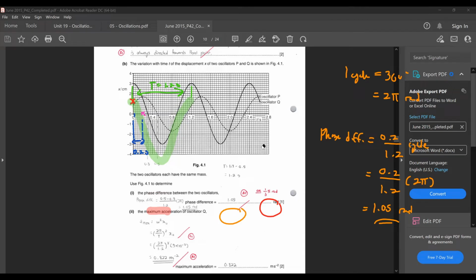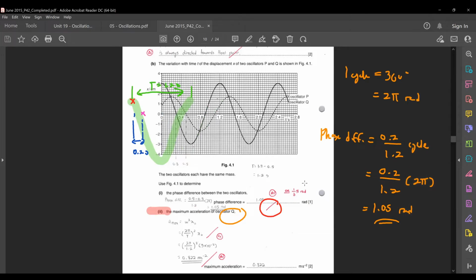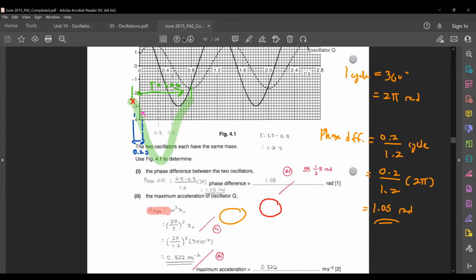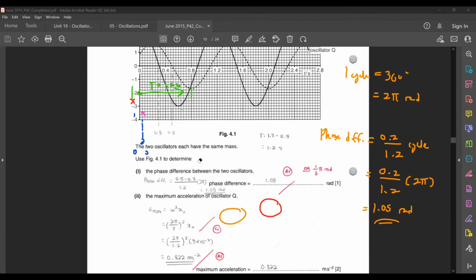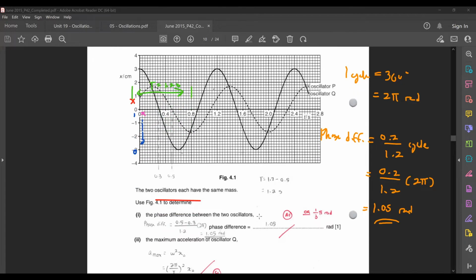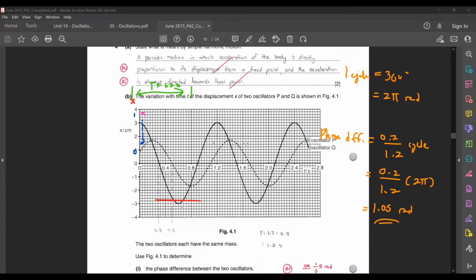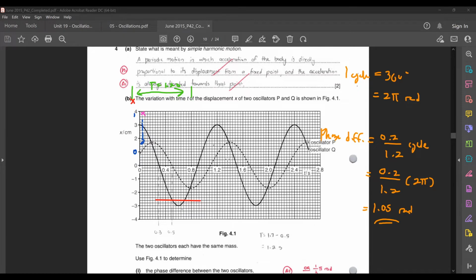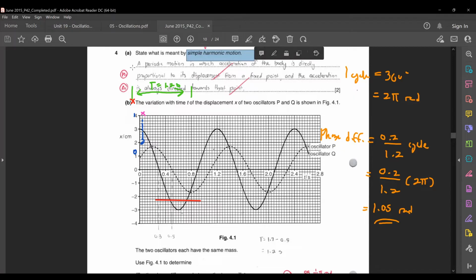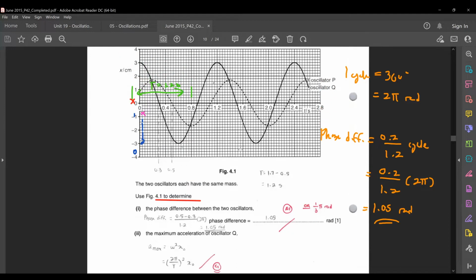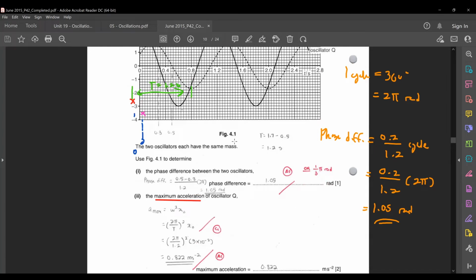Then the next one we'll be talking about is: what is the maximum acceleration of oscillator Q? They want you to find the maximum acceleration of oscillator Q. Keyword: maximum acceleration. Since this is an oscillation question, even though they never mentioned that this object is specifically undergoing simple harmonic motion, it is implied, because they already asked you to define SHM in the first part. So you assume that this object is moving with simple harmonic motion.